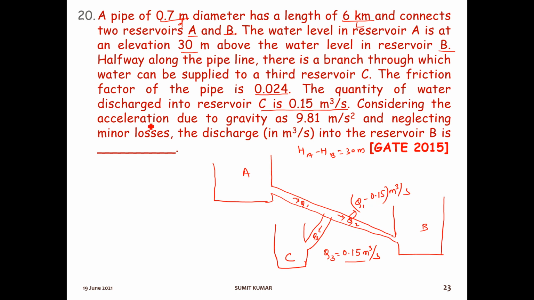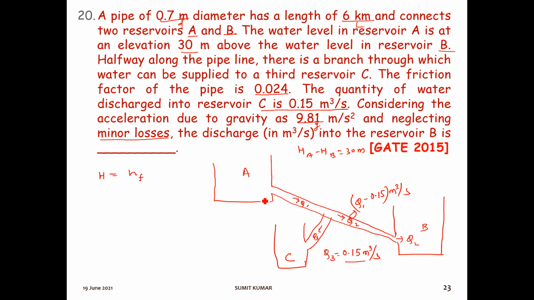Consider acceleration due to gravity g as 9.81 meter per second square, and neglect minor losses. So no need to consider the minor losses. What will be the discharge into reservoir B? We need to calculate this Q2. First of all, take the main pipe. The head loss is due to friction.